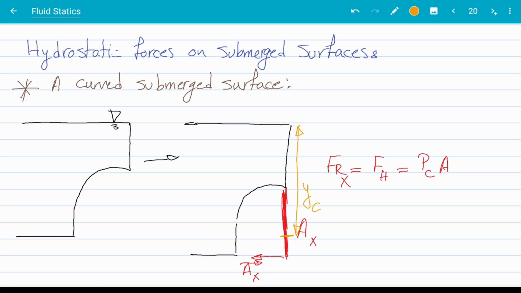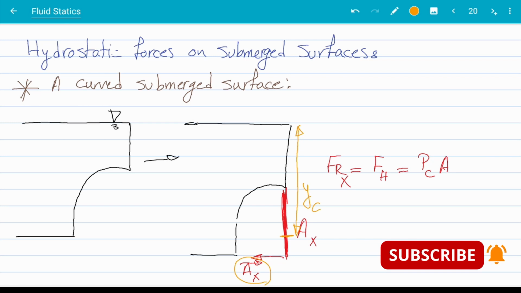Again, you want to find the force on the projection of this curved area on the x-axis. By projection of the area on the x-axis, we actually mean the projection of its normal vector on the x-axis. This vector is the projection of the area vector on the x-axis, right? It represents this red bold line, the area of a flat plate submerged in this liquid. So finding the x component, or the horizontal component, was rather easy.